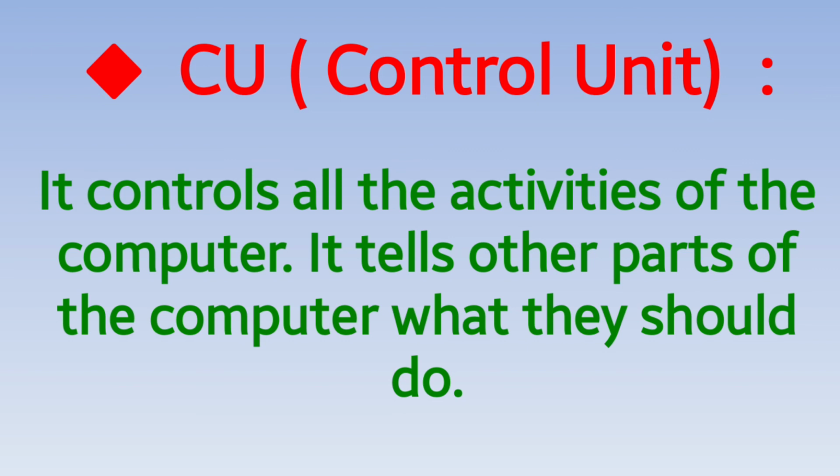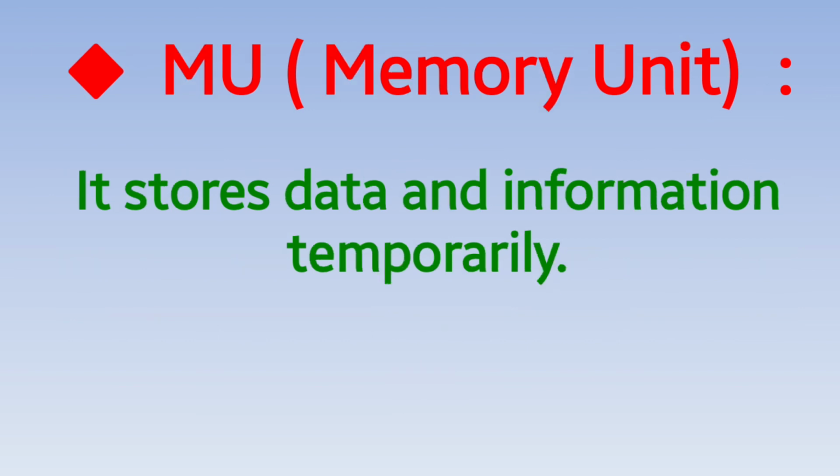Then the third and last part of the CPU is MU. Its full form is Memory Unit. How does it work? It stores data and information temporarily. The memory unit stores data and information temporarily.